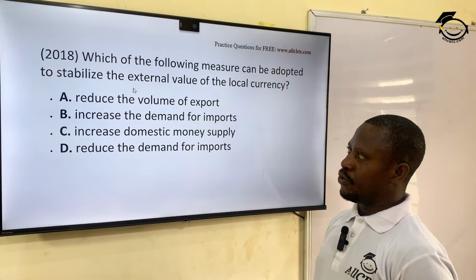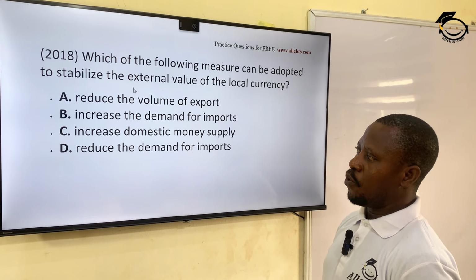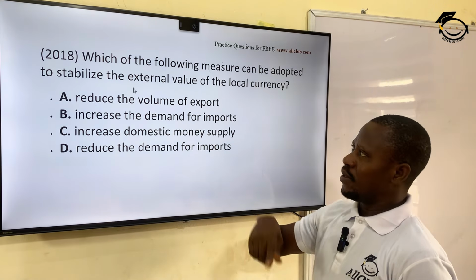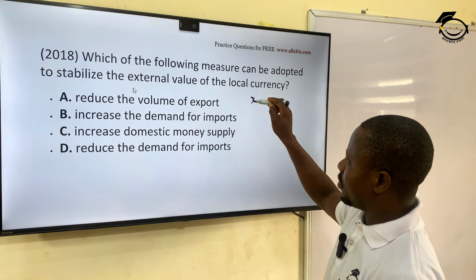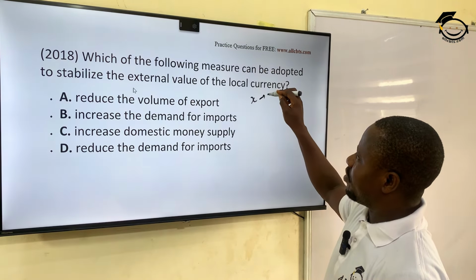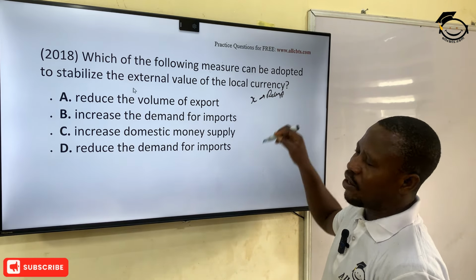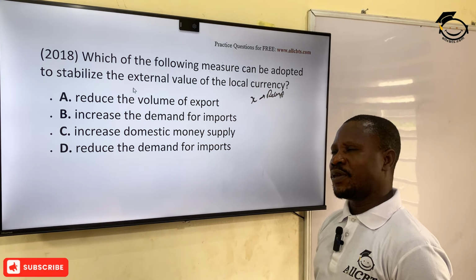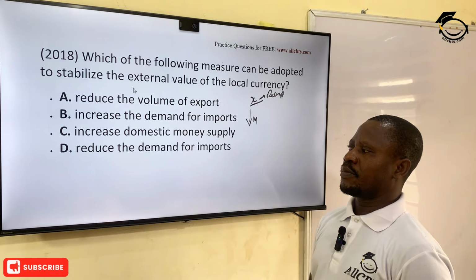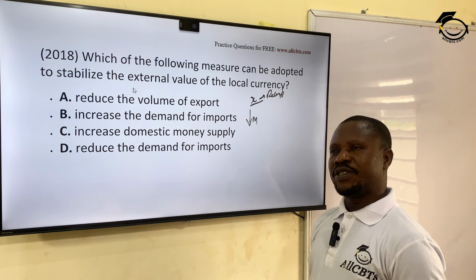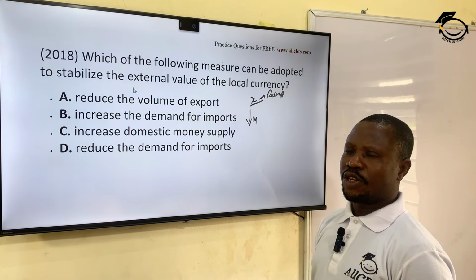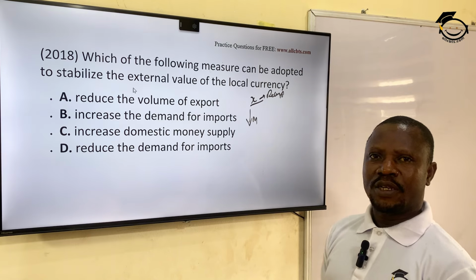What we can do is two. One, increase or encourage exports. Let us start exporting. So what do we have to export? When we start exporting, then we start receiving, our receipts increase, and the value of our currency will increase. Alternatively, you reduce imports, which is option D. Reduce demand for imports. Encourage local consumption of local goods instead of demanding imported items.